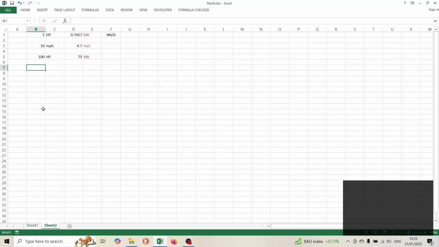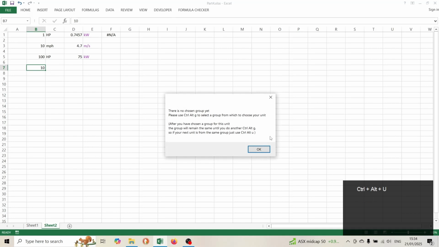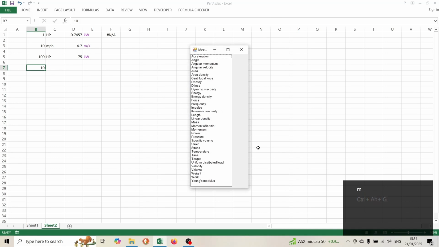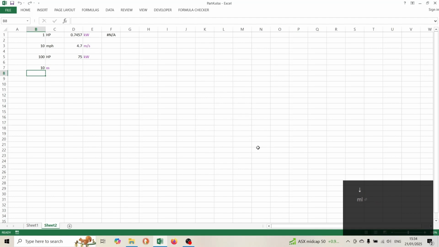One further tool provided by the formula checker is a way to override the automatic calculation of an SI unit. In its normal mode, the formula checker add-in treats any constants in a formula as dimensionless. So for instance, if we entered 10, Control-Alt-U, Control-Alt-G, M, L for length, 10 meters, and we entered the formula equals pi times diameter squared divided by 4, we have the units output in meters squared because it treated the 4 as a dimensionless constant.